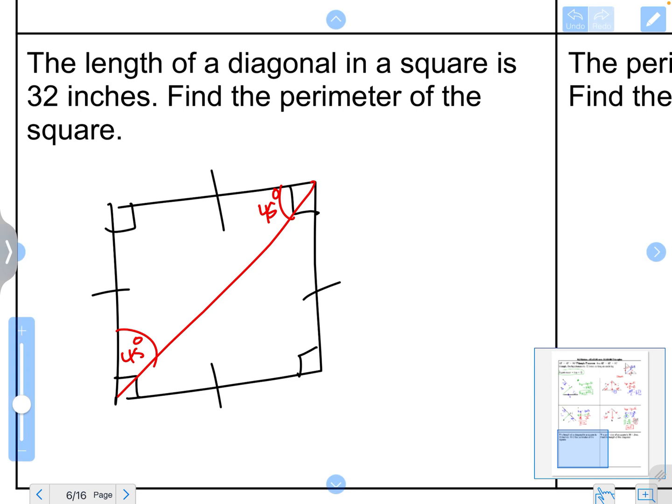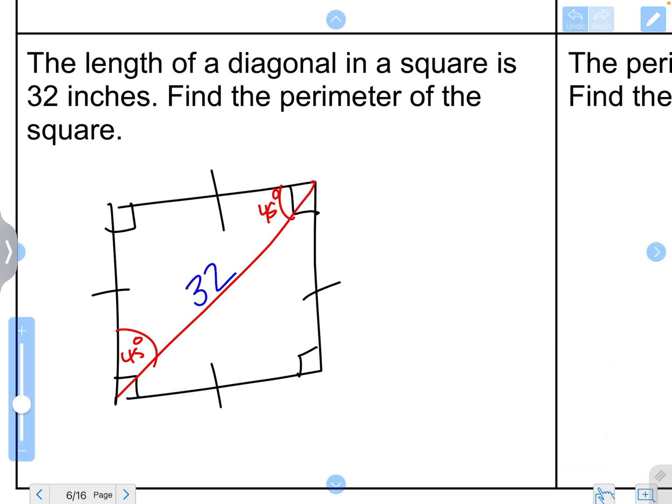So if our diagonal is 32 inches, can we find the distance of the sides? And then can we find the perimeter? So I want you to go ahead and pause the video and do this just like our last example.